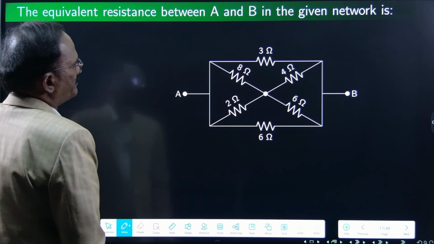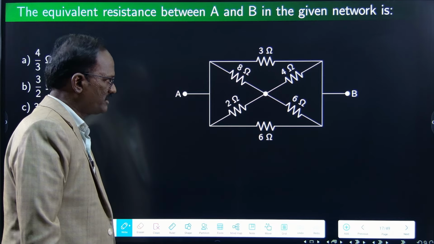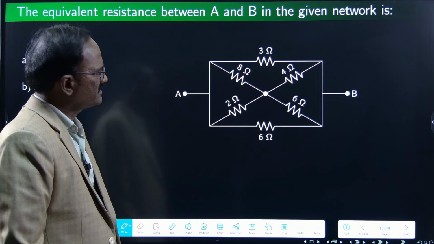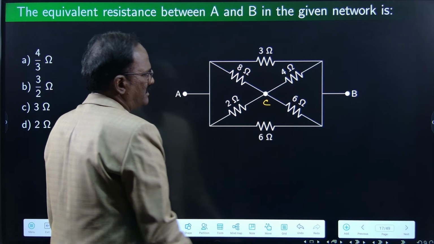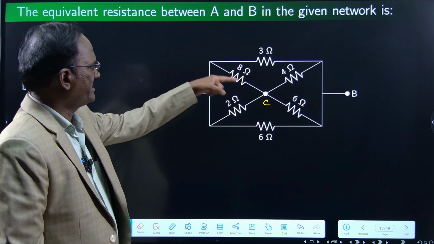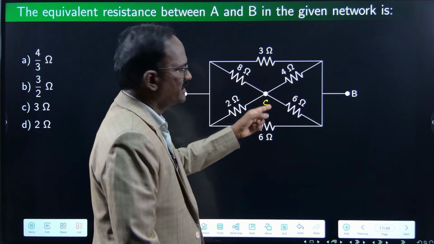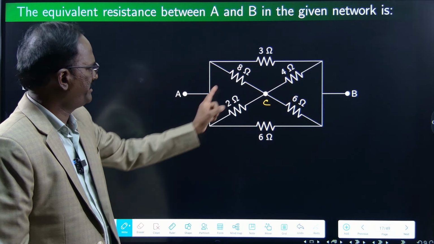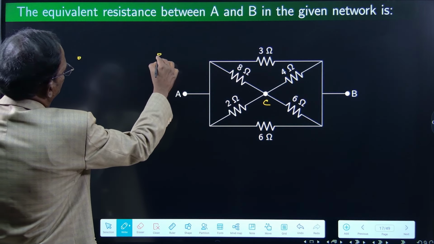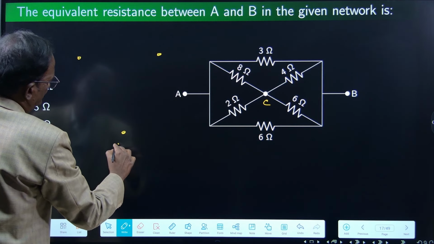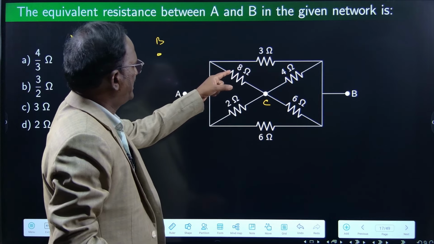The equivalent resistance between A and B in the given network is, once again, if you redraw this circuit, you will easily solve it. This is your common junction. Let us name it as C. Between A and C, between B and C, redraw it. Then A and B. So there are 3 nodes: C, A, B. First let me take 8 ohms.